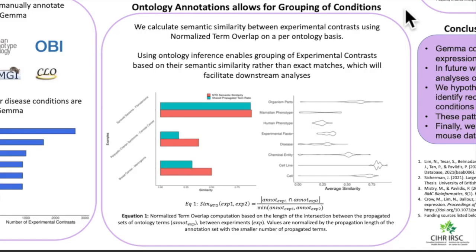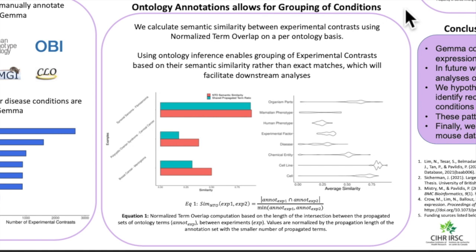To examine how experimental contrasts are related to each other based on the semantic similarity of their annotations, we utilize the normalized term overlap metric from Mystery et al. To calculate NTO between two terms, the propagation path of each term is retrieved by visiting all associated parent terms, excluding the root term of the ontology. These sets of propagated terms are the annotation sets. The size of the intersection between these annotation sets is calculated and is further normalized by the size of the smaller of the annotation sets between the compared terms.